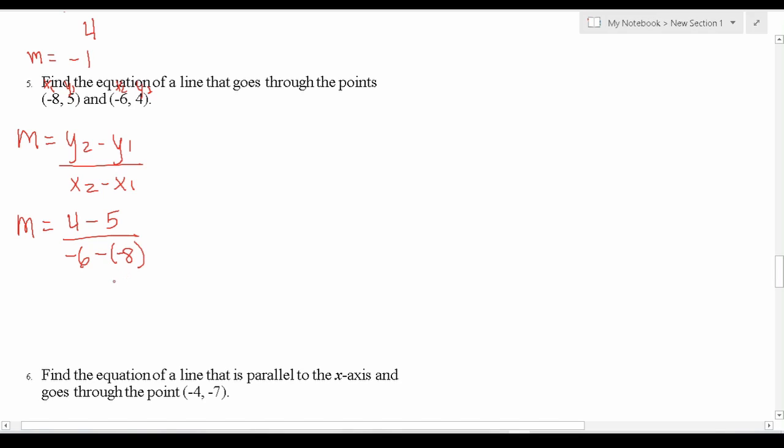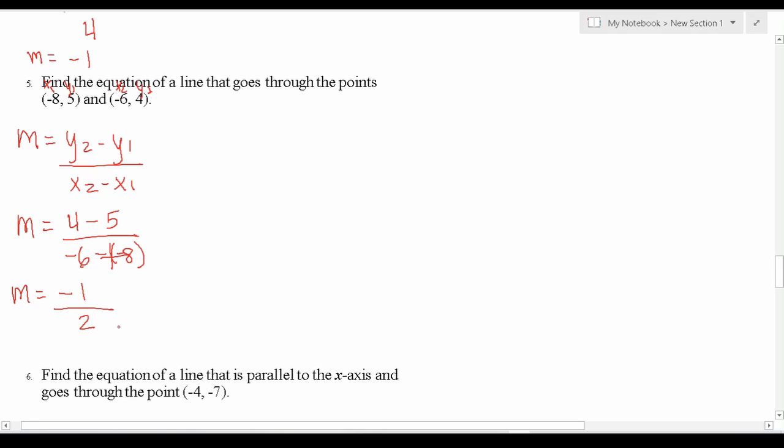So let's go ahead and work this out. 4 minus 5 is negative 1. Negative 6 minus negative 8. Again, a negative and a negative is positive, so this is negative 6 plus 8, which is just going to be 2. So we can see our slope is going to be negative 1/2 in this case.